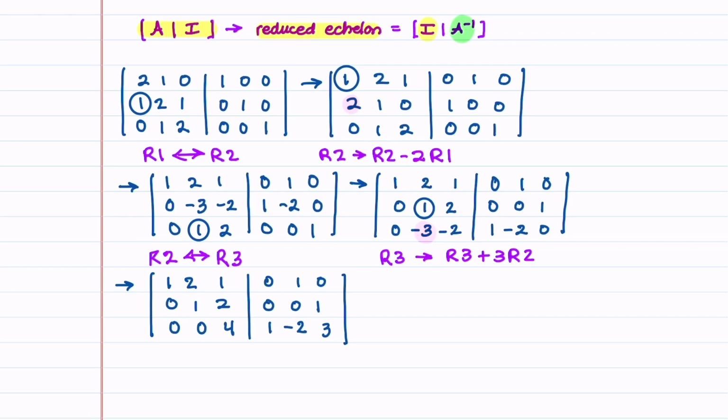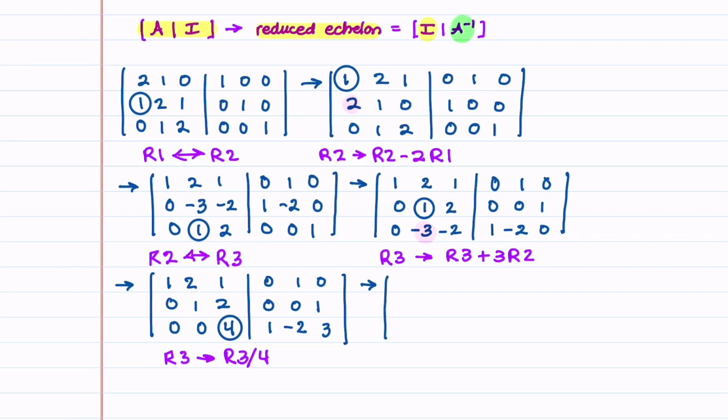Now we're going to start the backward phase of our algorithm. And what's going to happen with this phase is we're going to circle our pivot, and we're going to have to make our pivot be equal to 1. So what we're going to do is we're going to take row 3, and we're going to replace it with row 3 divided by 4. And we can no longer avoid fractions. So we're going to get fractions with this, but that's okay.